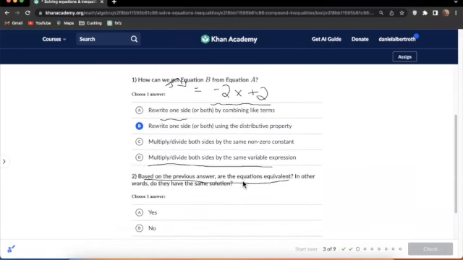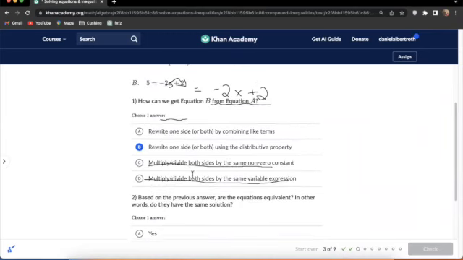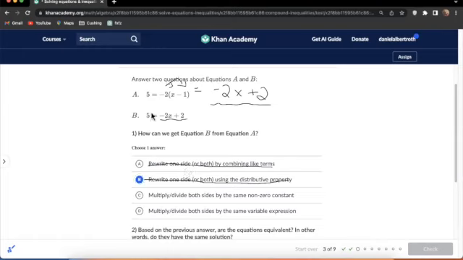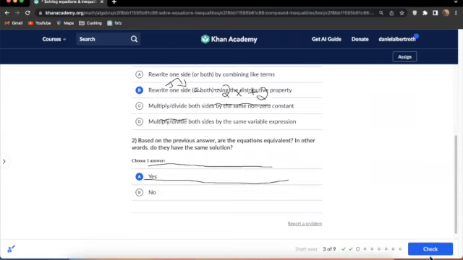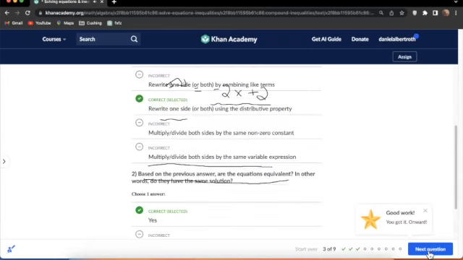Based on the previous answer, are the equations equivalent? In other words, they have the same solution. Yeah, so what I did first is I distributed the -2, and it looks like both of these equations are exactly the same. So I'm going to say, yes, they have the same solution. All right, very nice.